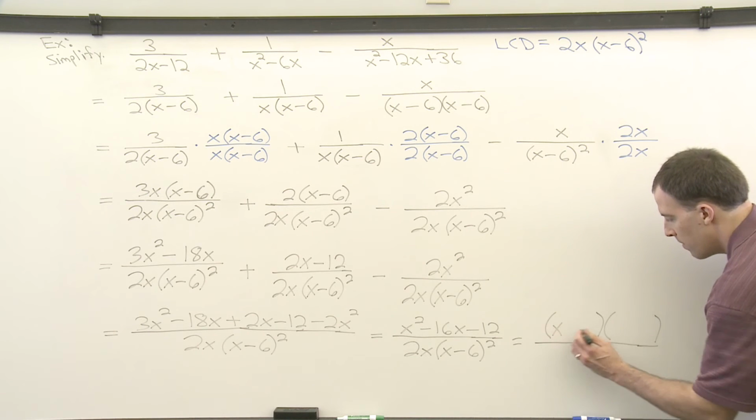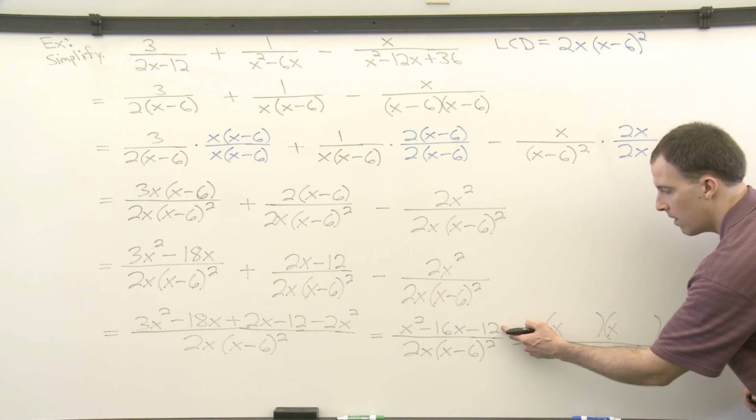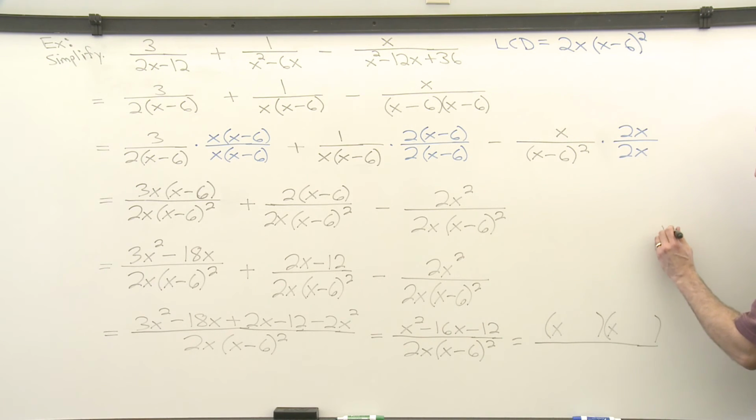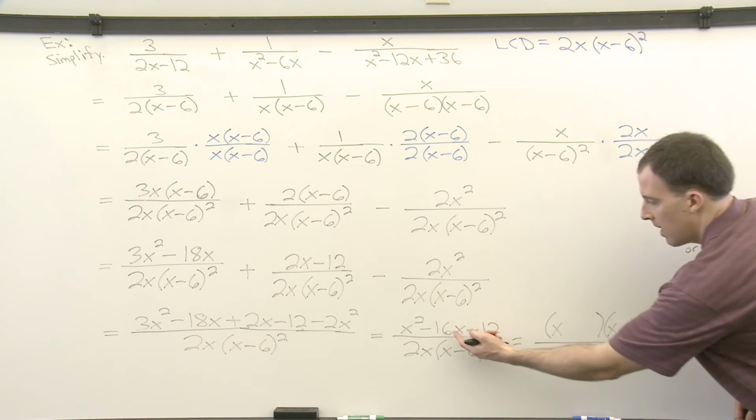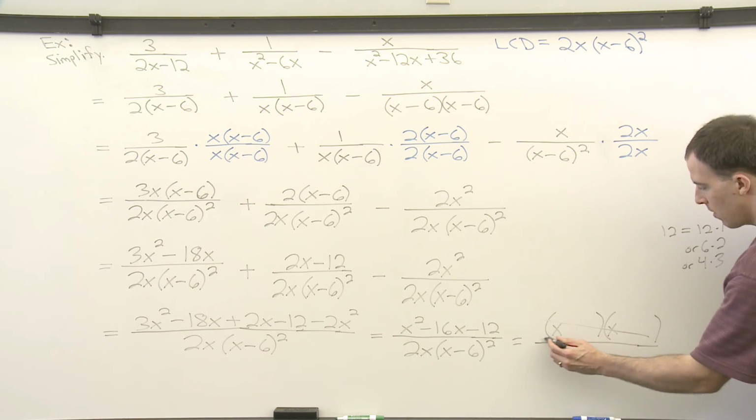So x times x would make x squared. And I'm thinking of two numbers that multiply to give us a negative 12 here that would add up to negative 16. And, you know, for 12, it could be 12 times 1, or 6 times 2, or 4 times 3. I don't think any of these combinations of two numbers will somehow add up to negative 16. It's just impossible. Okay, so the numerator is not going to be able to be factored.